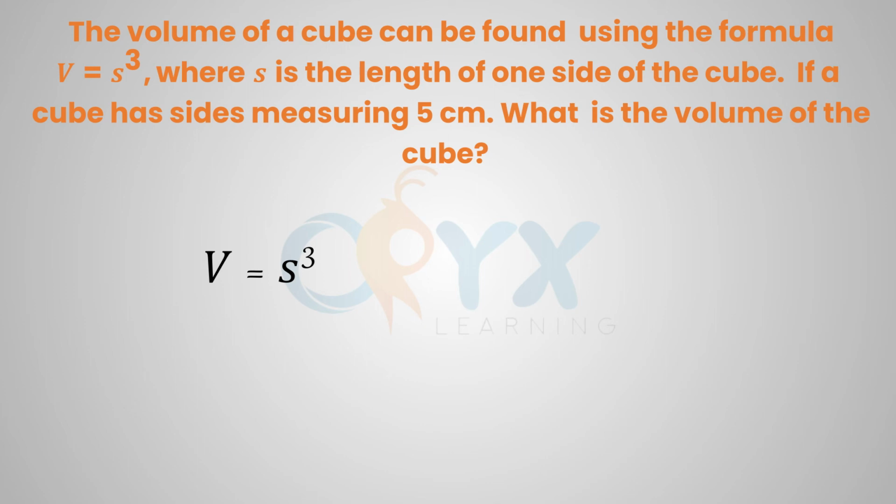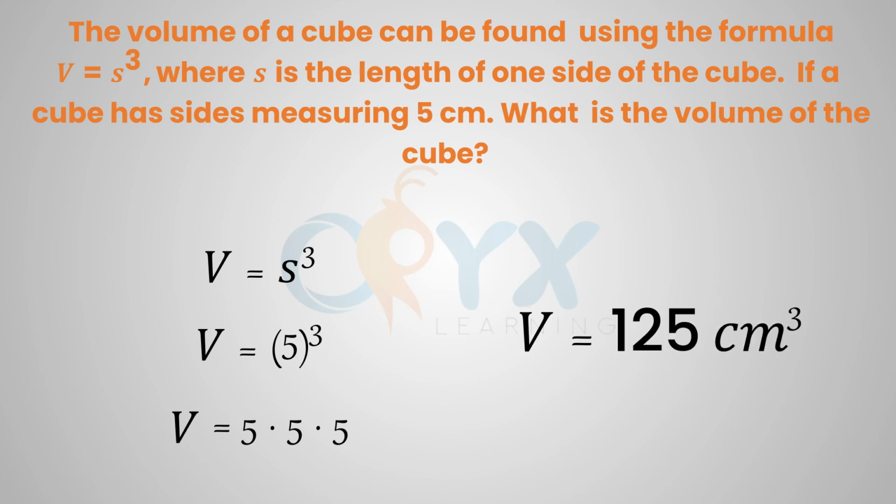The side length that they gave us in the problem was 5 centimeters, so I'm going to substitute in 5 for the value of S. So now I have V equals 5 to the third. 5 to the third is the base 5 being used 3 times, so 5 times 5 times 5, which if we multiply together gives us 125. It's always important when doing word problems to label your answer. In this case, the label was centimeters, and because volume is a cubic measurement, it should be 125 centimeters cubed.